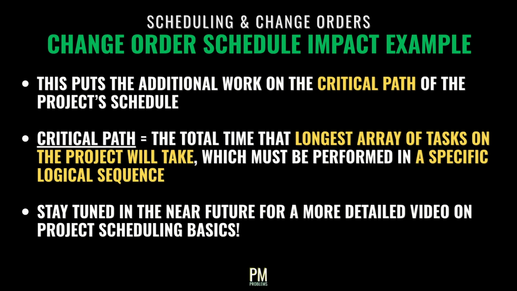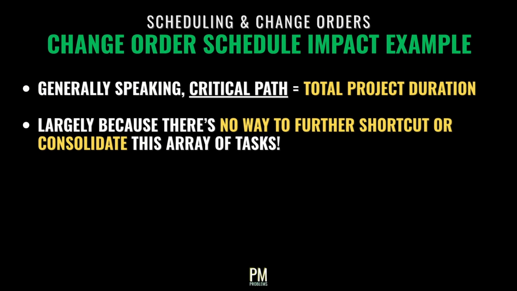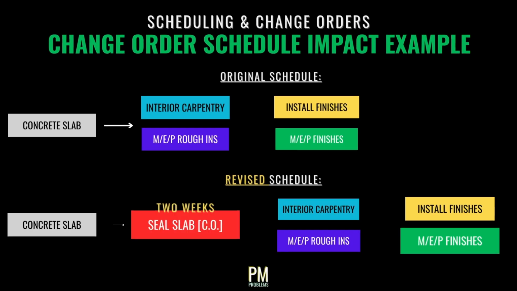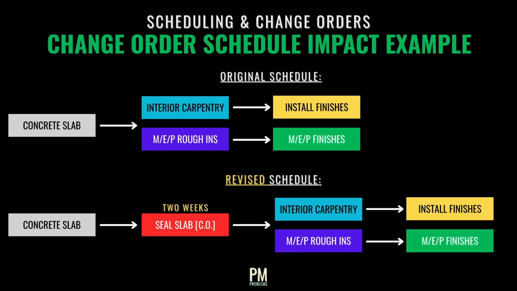But in the meantime, we can define the critical path as the total time that the longest array of tasks will take, which must be performed in a certain logistical sequence. As you can imagine, this time frame dictates how long the total project must be, given that there's no way to shortcut or condense these tasks any further. In the context of our example, the contractors involved, including the general contractor, will be entitled to 2 additional weeks to complete the project beyond the time frame currently stated in the contract. It's essential to clarify this additional time within the change order, both to document it as a legal change to the contract, as well as for client transparency.